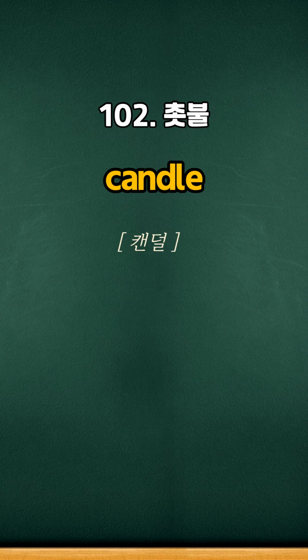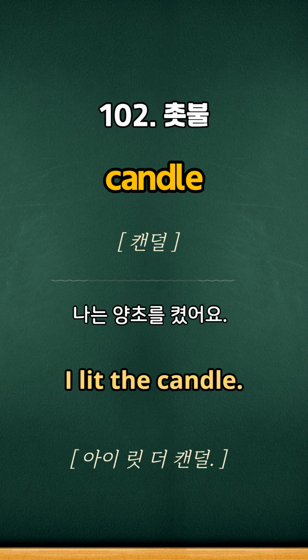촛불. Candle, candle. Candle. 나는 양초를 켰어요. I lit the candle.